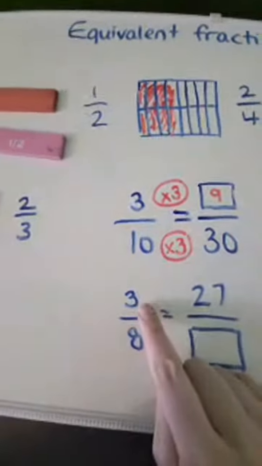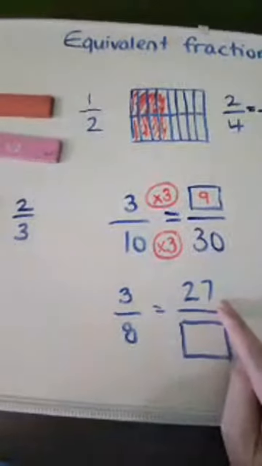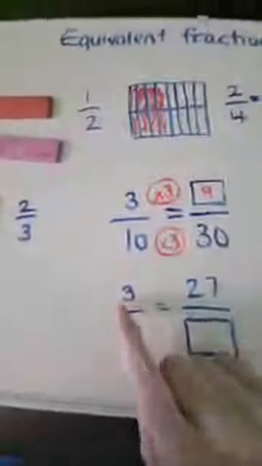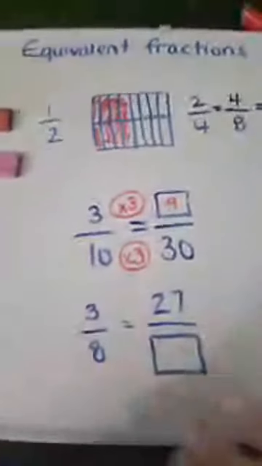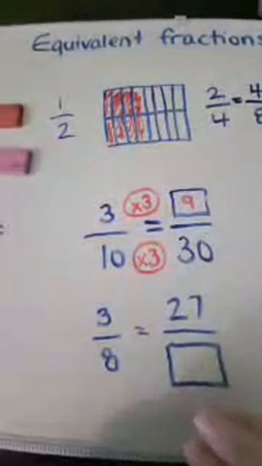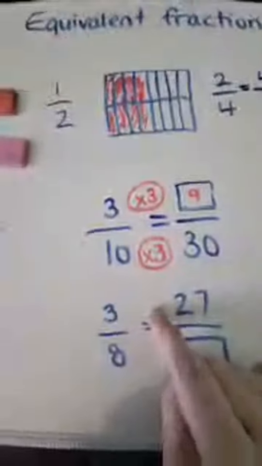So what do I have to do to 3 to get 27? So 3 times something is 27, or 27 divided by something is 3. You can go the other way. Remember, we're only using multiplication and division. It won't work, of course, with subtraction and addition. In this case, we can't do 27 minus whatever is 3.